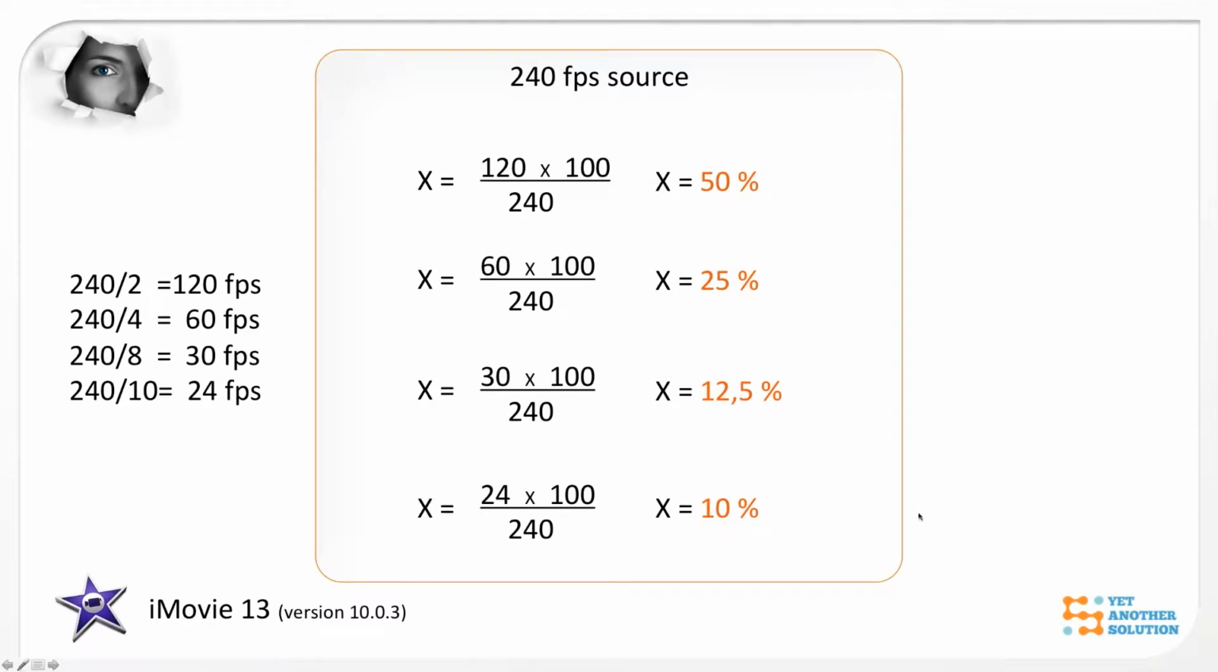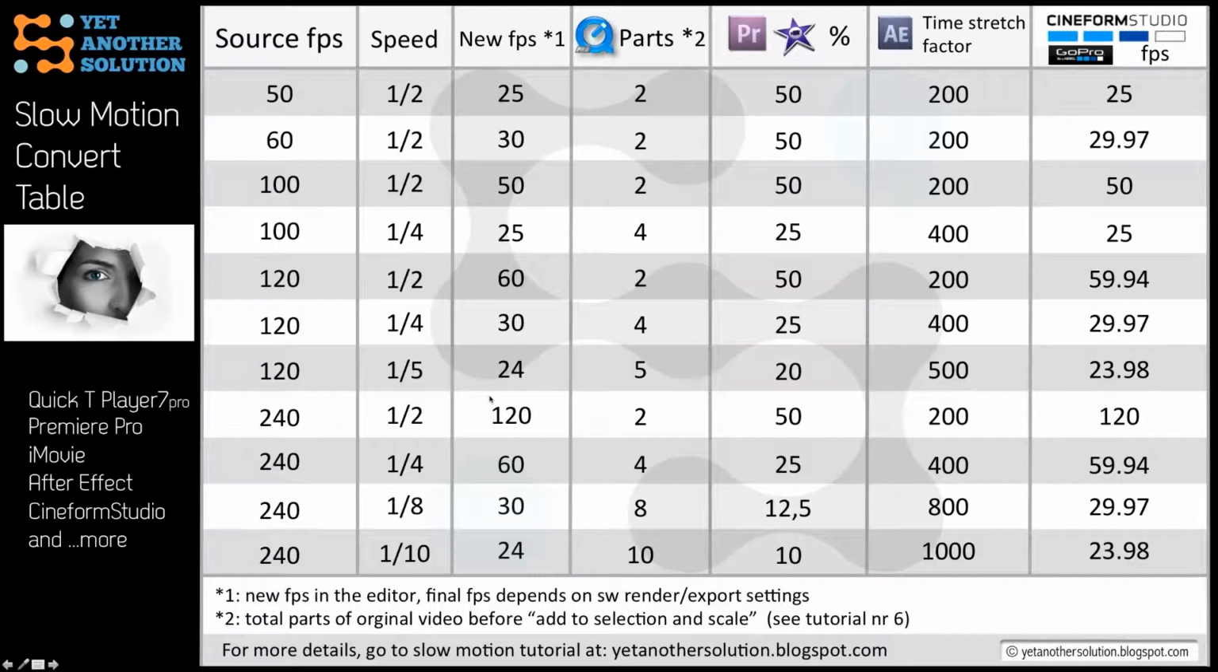So here we have some easy mathematical things. We have for instance a 240 frames per second source file, and we want to slow that down 10 times. Then we put in 10% in iMovie. This is an easy calculation, but it's nice to have an overview of these different calculations. So I put this into a slow motion convert table, as I call it, because there is a different way to do it in the different software you use.